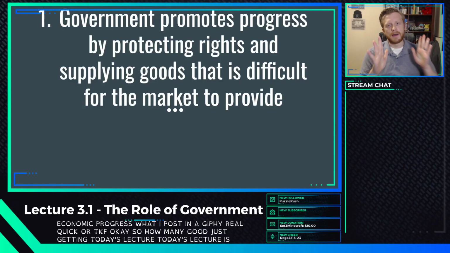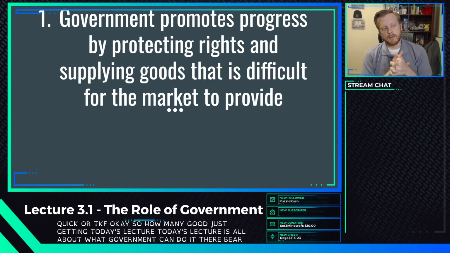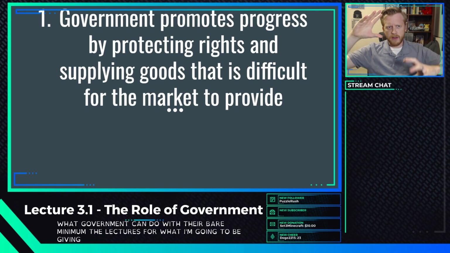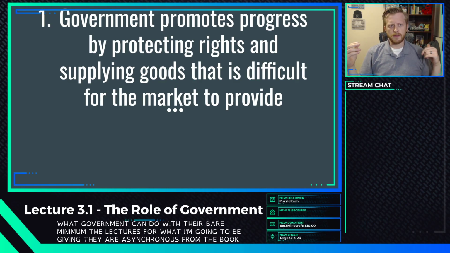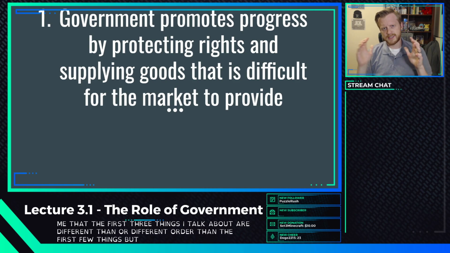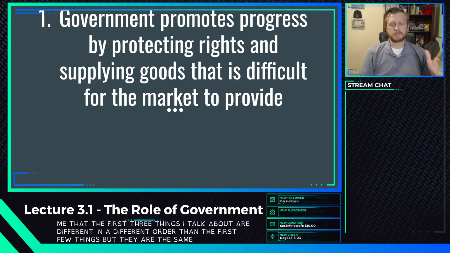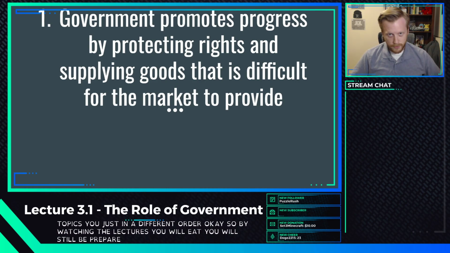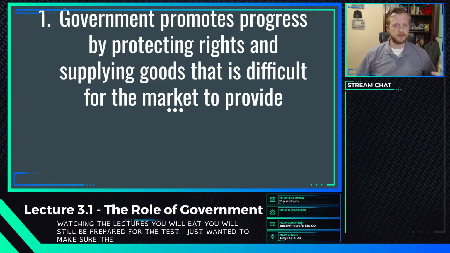This lecture is all about what government can do at their bare minimum. The lectures I'm going to be giving are asynchronous from the book, meaning that the first three things I talk about are in a different order than the first three things in the book, but they're the same topics. They're just in a different order. So by watching the lectures, you will still be prepared for the test.